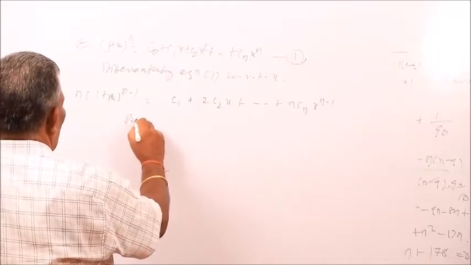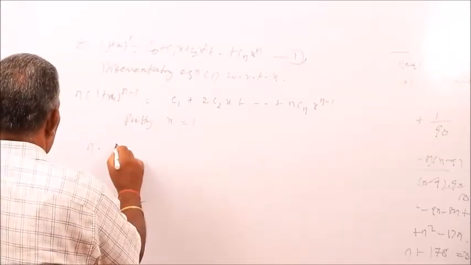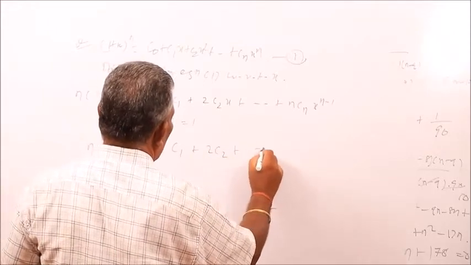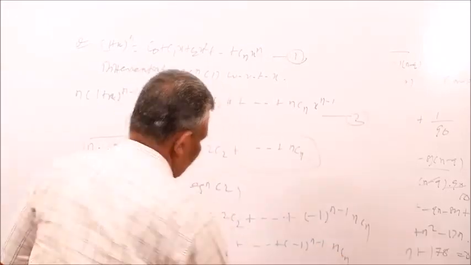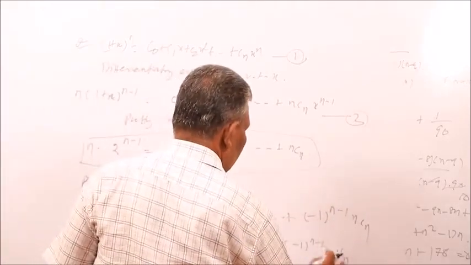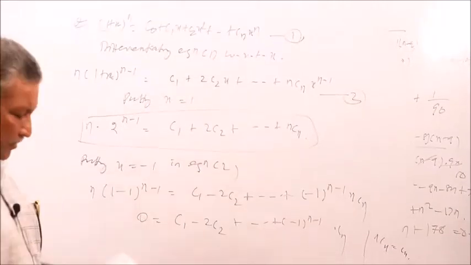Putting x equals to 1, that is n into 2 to the power n minus 1 equals to c1 plus 2c2 up to ncn. You can write NCN or only Cn. NCN equals to Cn, like this. There will be no harm at all.